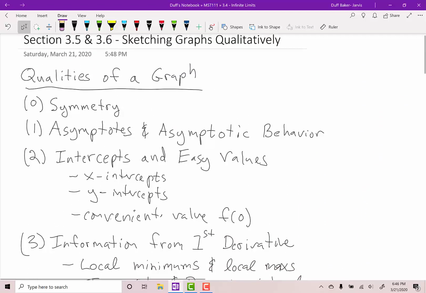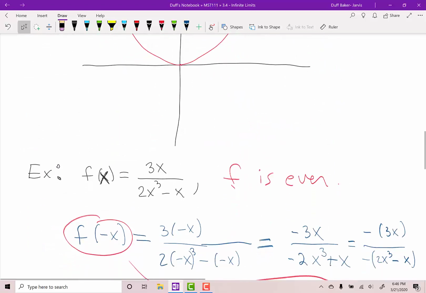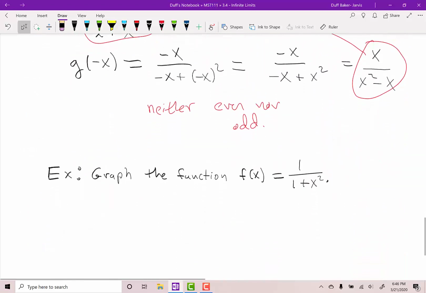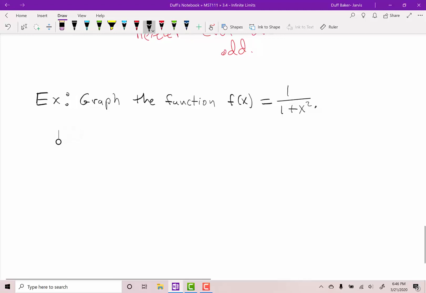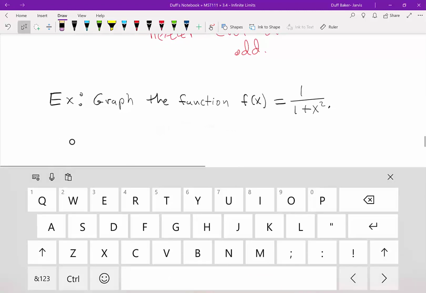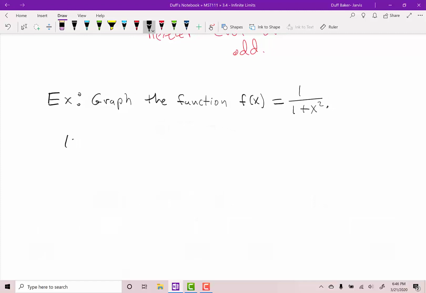So we're going to first look at 0, which is symmetry. You don't always have to look at symmetry, but sometimes it's useful. And here it will turn out to be useful. So 0, let's look at symmetry first.